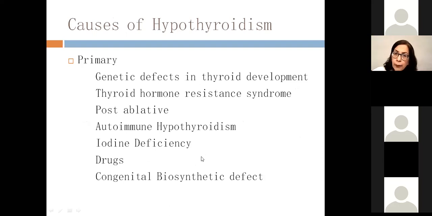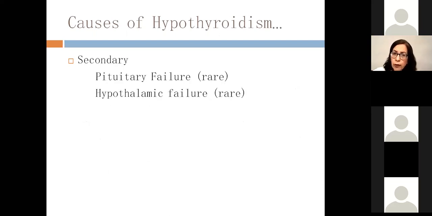Causes of hypothyroidism: primary, genetic defects in thyroid development, thyroid hormone resistance syndromes, post-ablative autoimmune hypothyroidism, iodine deficiency, drugs, and congenital biosynthetic defects. Secondary causes of hypothyroidism: pituitary failure and hypothalamic failure, but they are rare.